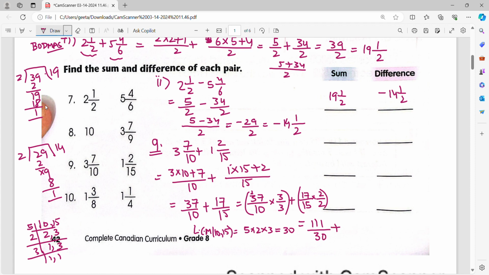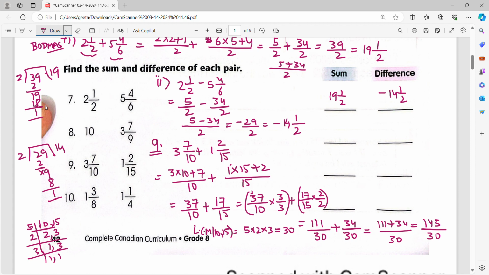And 17 into 2 is 34 over 30. Now the denominator is the same, you know that 30 will come, and it would be 111 plus 34. This is 145 over 30. I hope this much is clear to you.